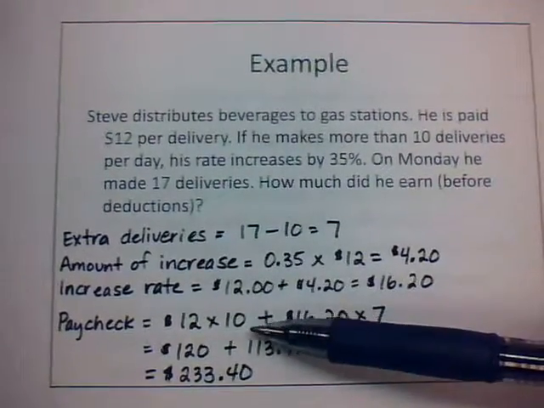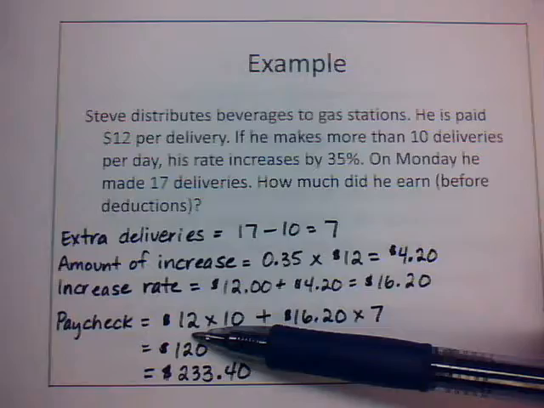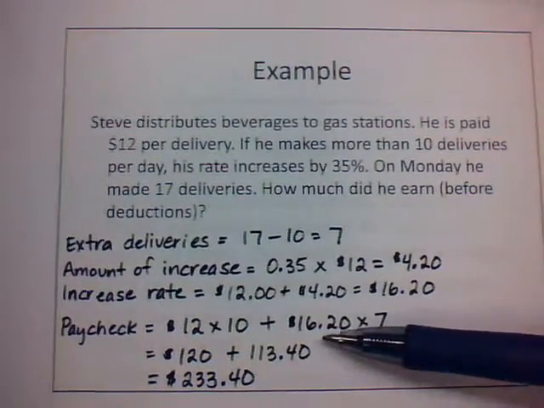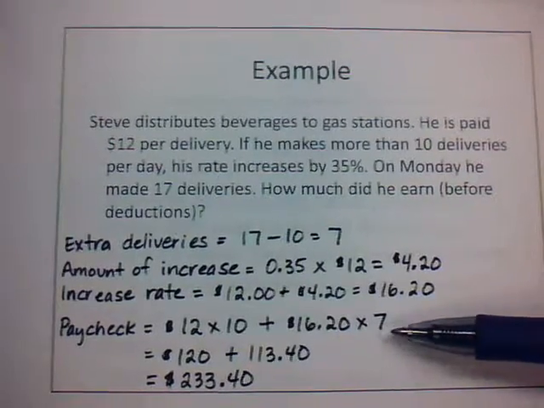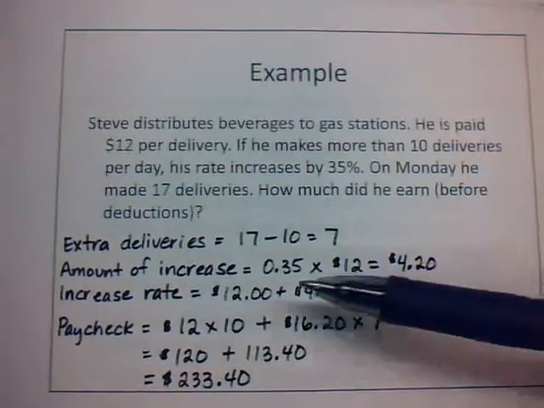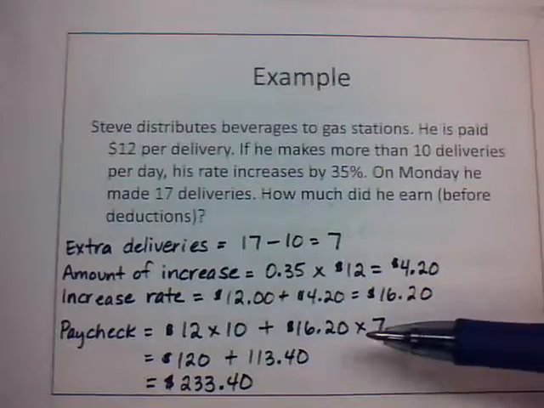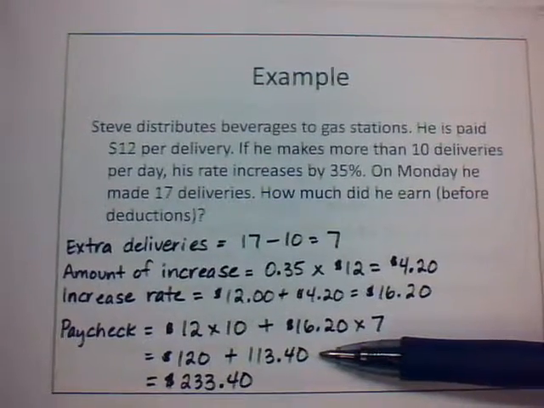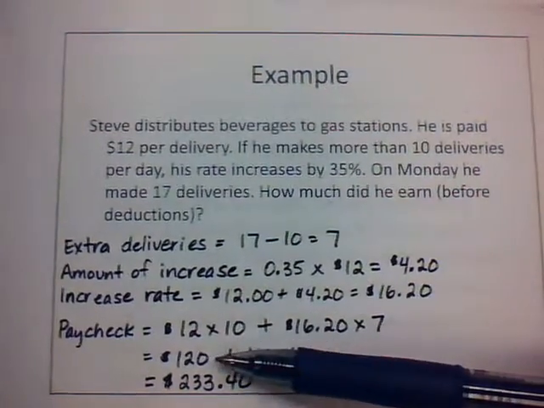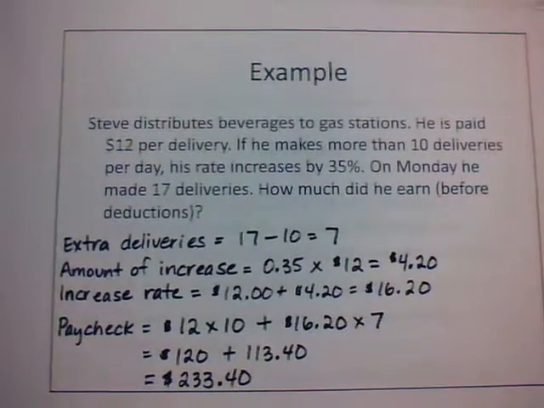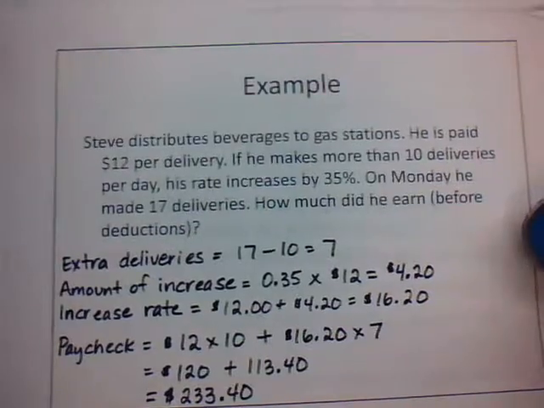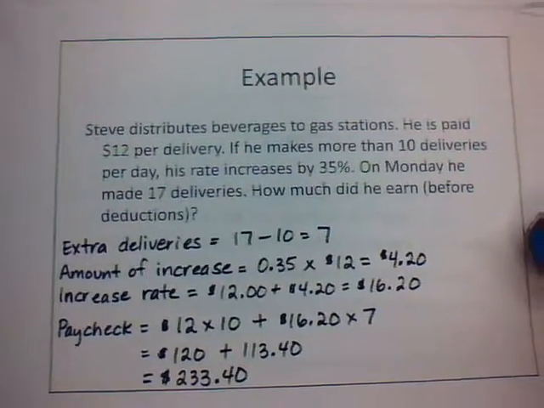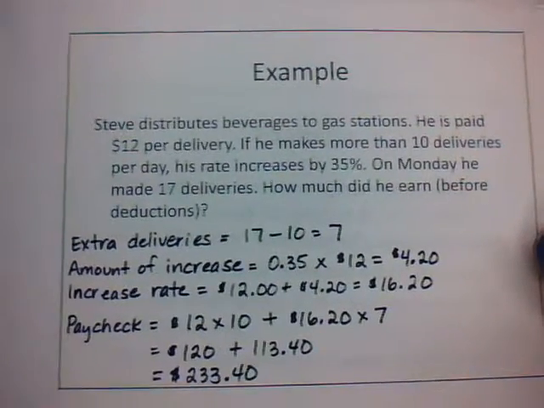So the amount of the paycheck will be the $12 times the 10 plus $16.20 times the 7 extra deliveries. Now 12 times 10, that's 120. $16.20 times 7 is $113.40. And if we add that to the $120, he'll get a paycheck of $233.40. And so that's how we calculate the person's paycheck.